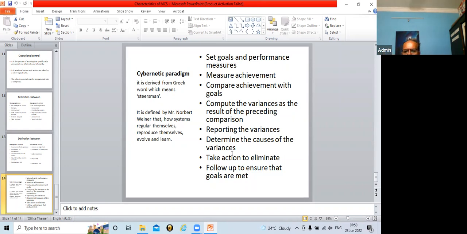You have to ensure whether the goals are met or not. If it is not met, then what is the difficulty involved in meeting that goal? That has to be observed carefully.